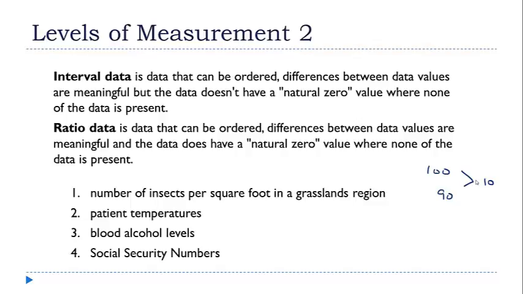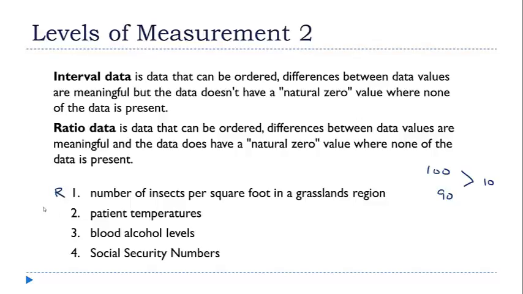Also, there can't be fewer than 0 insects per square foot, and it's possible for a piece of land to actually have that value. So the variable has a natural 0 value. Put together, all of those qualities put this variable into the ratio category.